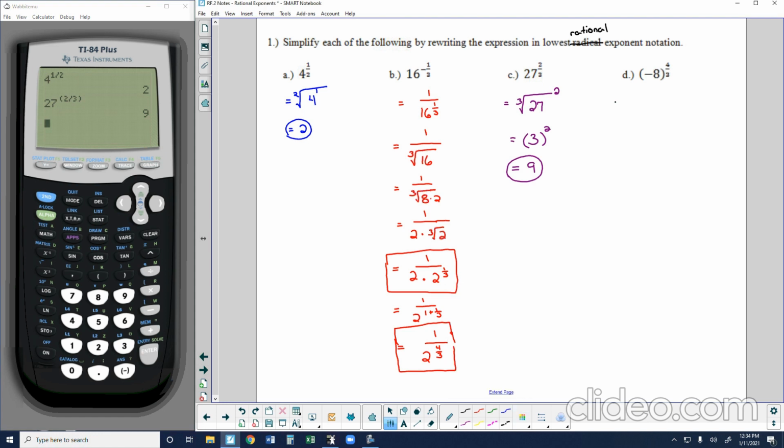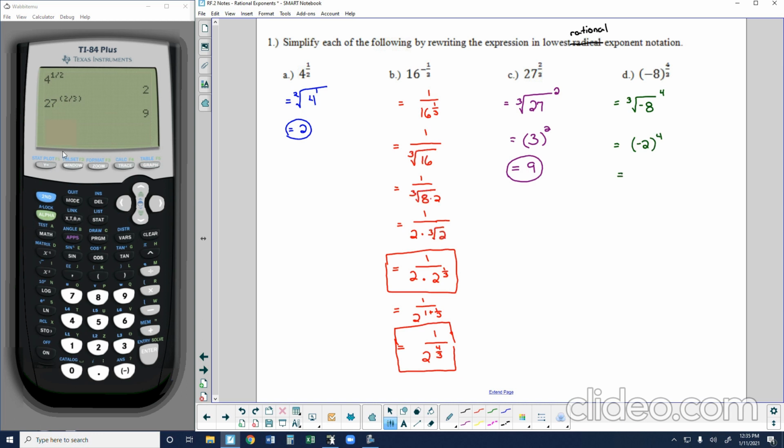Let's take a look at D. D would be -8 as my radicand. Then it would be the cubed root of -8, because that is the denominator of my rational exponent. The numerator would be the exponent of the radicand, either done before or after the cubed root. I'm going to write this as the cubed root of negative 8 to the 4th power because the cubed root of negative 8 would just be negative 2. And then I can take negative 2 to the 4th power.